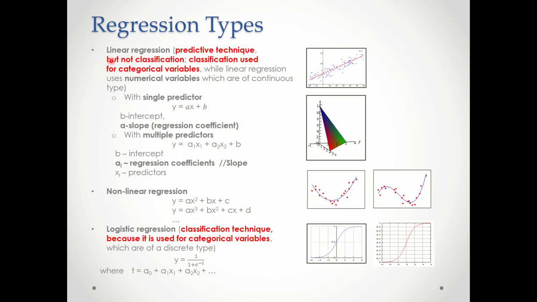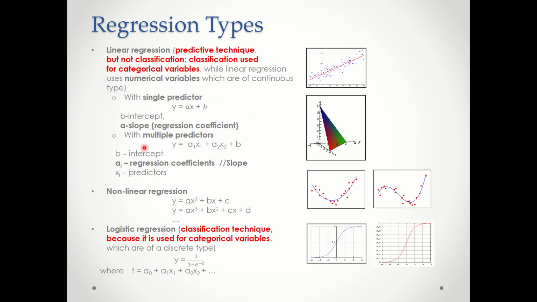In linear regression, as you all know, the equation of a straight line is y equals ax plus b. It's the same thing that is used here. If you have a single predictor, we go for linear regression, and this will be our formula, ax plus b, where a is the slope of the line, x is the value which keeps changing in order to get this line, and b is the intercept. This a is also the regression coefficient.